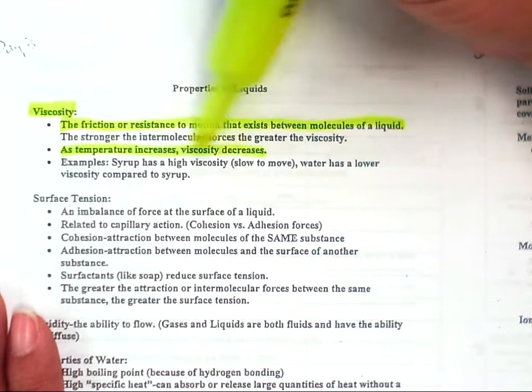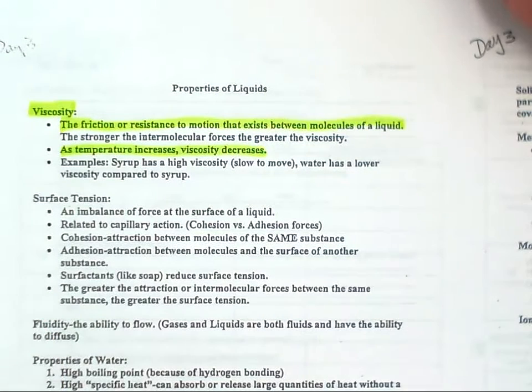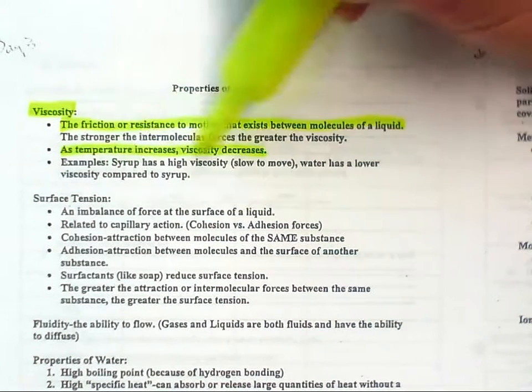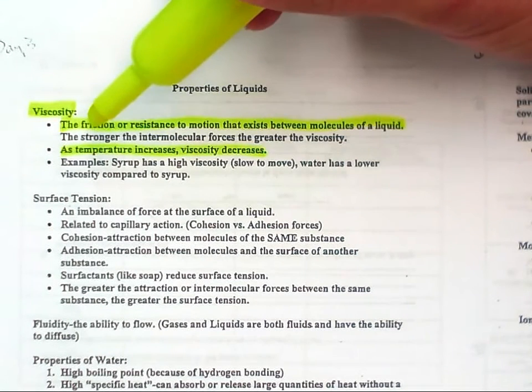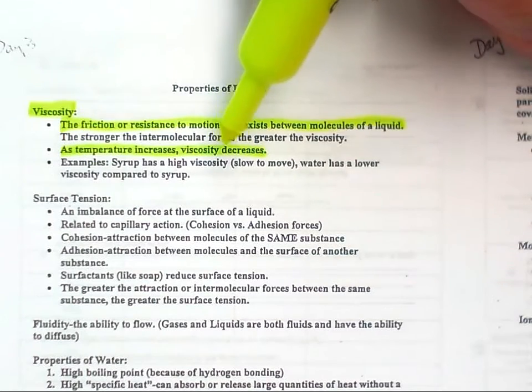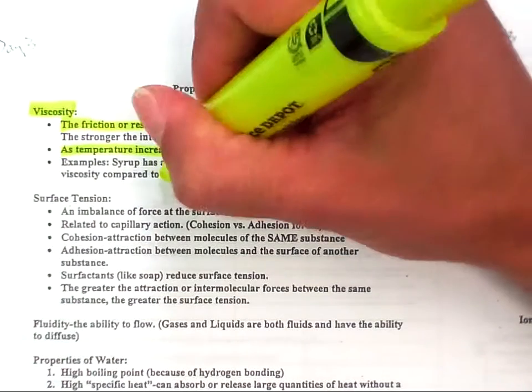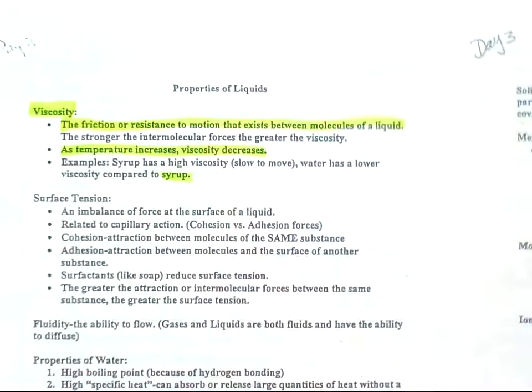That's what that means. So therefore, if you decrease the temperature, you make it colder. If you stuck it in the fridge, it's going to have the opposite effect, right? So make sure you understand what the relationship is between temperature and viscosity. And I do think syrup is a good example of viscosity.